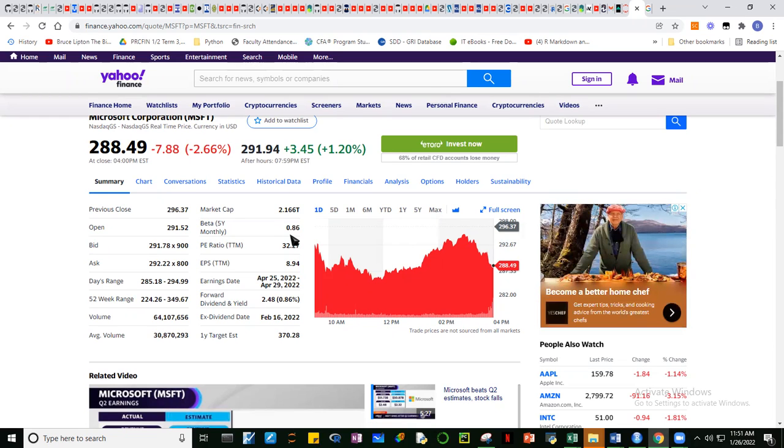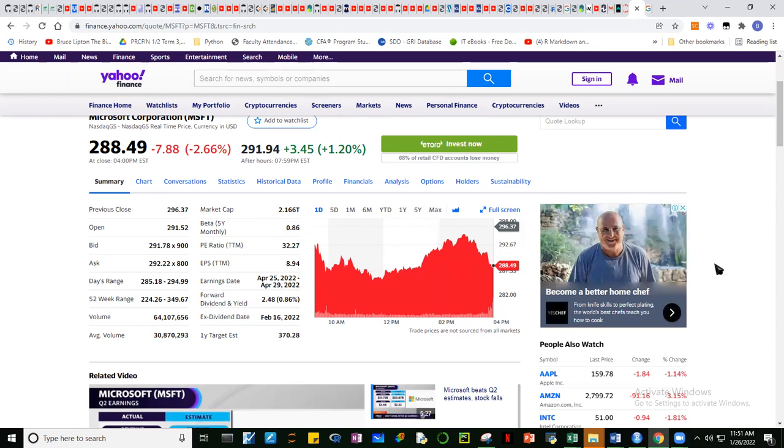Ano ibig sabihin ng 0.86? Ibig sabihin ng 0.86, guys, if the market moves by 10%, it goes up by 10%, then Microsoft will move only by 8.6%, whether upward or downward. No? Since it's a positive beta, it means that it goes with the market. So kung tataas yung market, tataas din si Microsoft. Kung bababa yung market, bababa din siya. It's less risky because if the market drops by 10%, then the expected drop for Microsoft is only 8.6%, mas mababa. Okay?